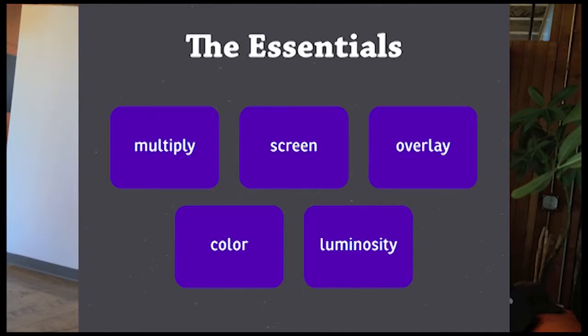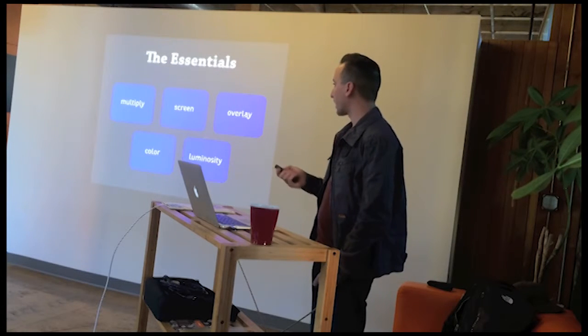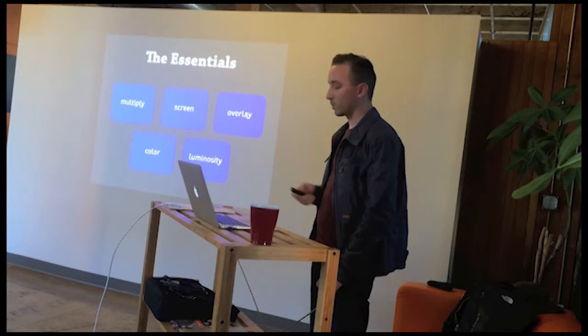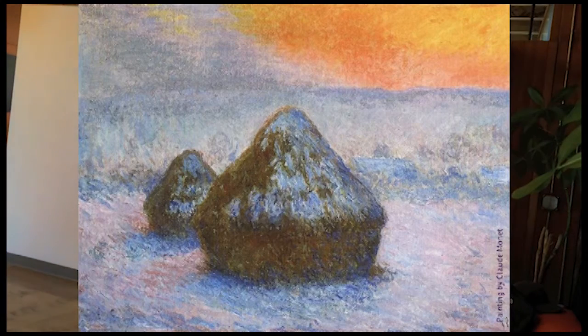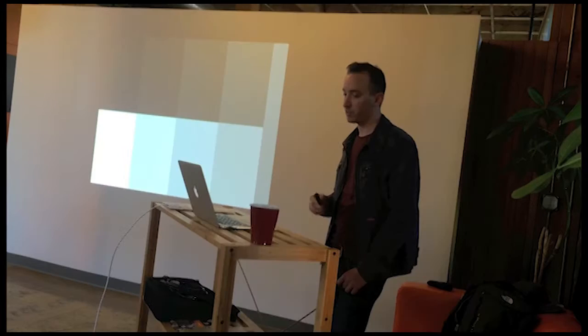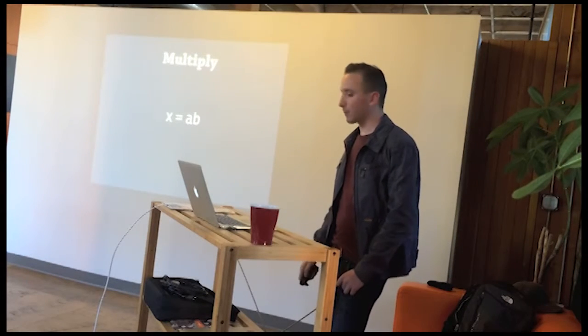I'm going to go in depth a little bit on a couple that I think are particularly useful, which are multiply and screen. We're going to be using this painting by Claude Monet as our main image. I'm going to blend this texture on top of it, and you'll see how the shades get applied to the base image. So let's take a look at the multiply blend mode.